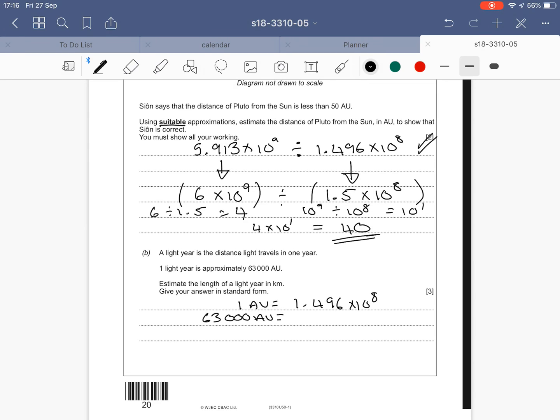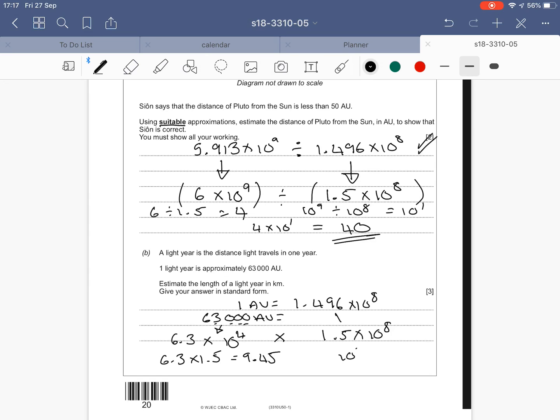However, I don't have a calculator, so again I'm going to approximate my 1.496 to 1.5 times 10 to the power of 8, and I'm going to change this into standard form so I can multiply them quite easily. So I'm going to put 6.3 times 10 to the power of 4, and I just need to multiply them. So I'm going to do 6.3 times 1.5. You need to take a bit of workings out to do that.